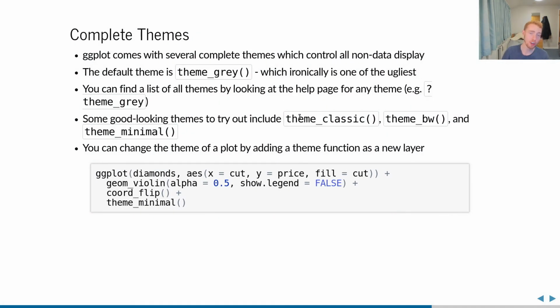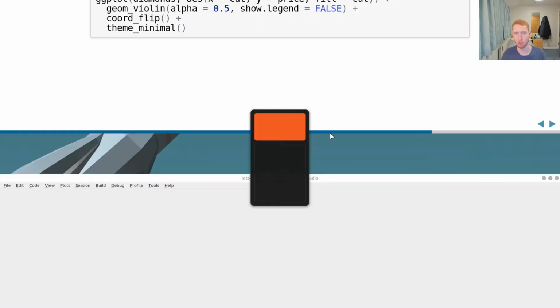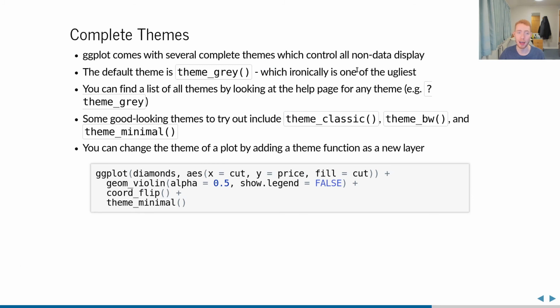So, we're going to start off by talking about complete themes. ggplot comes with several complete themes, and these control all non-data display. Data display is controlled by aesthetic mappings. For anything non-data, say the color of this background here, which is grey, that's controlled by theming. The default theme is theme_grey. Ironically, this is one of the ugliest themes in several people's opinions.